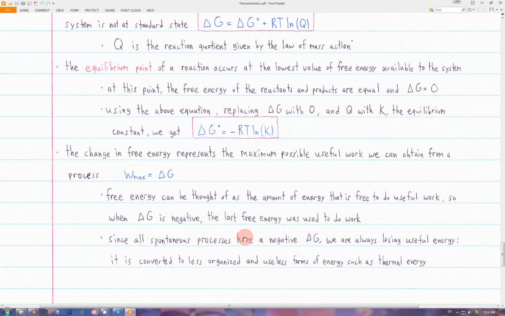Since all spontaneous processes have a negative delta G, that means we're always losing free energy. So this energy that's useful is always converted into less organized and less useful forms of energy, such as thermal energy. For example, if a room is really hot, all the molecules in the air are bouncing around really fast, no matter how much thermal energy you have, you can never use that thermal energy to open a door or open a bottle or whatever. It's kind of useless.